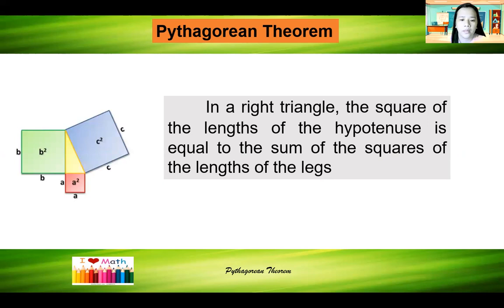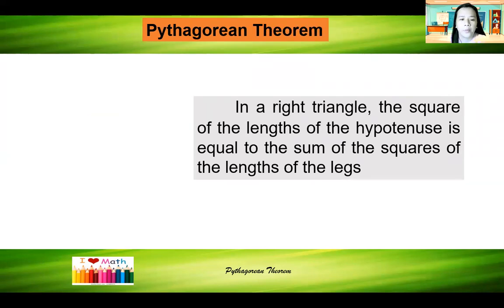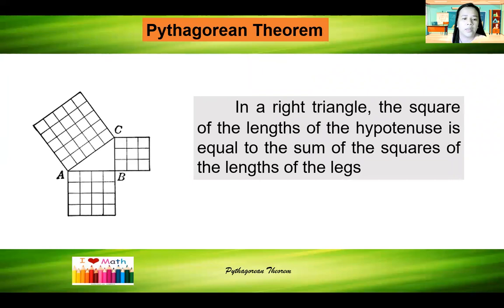At the given figure, it can also be used this way. If side CB is 3 units, the area of this square is 9. If you have line segment AB, the measurement of this leg is 4 units, and the area of this square is 16. Remember the formula in finding the area of a square: S times S, or S to the second power.